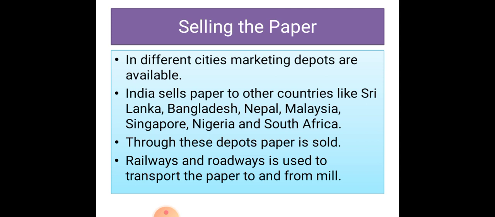Now, through these depots, paper is sold. That means there is a third party again in the picture here. Through railways and roadways, the transportation of paper is done from the mills. So this is how the selling of paper happens.